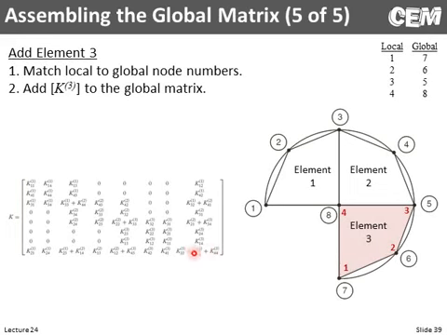Well, let's do a quick example here. Let's look at local K13. So local K13 goes to global 7, 5. And that's exactly where this is. It's the 7th row down and the 5th column over. And if there was already a number there, we would have added to it. Not overwrite, we add to. So that's the procedure going from our element matrix to the global matrix.